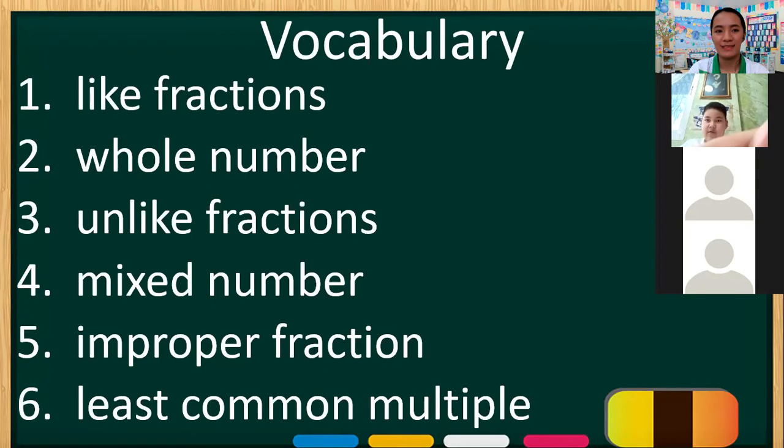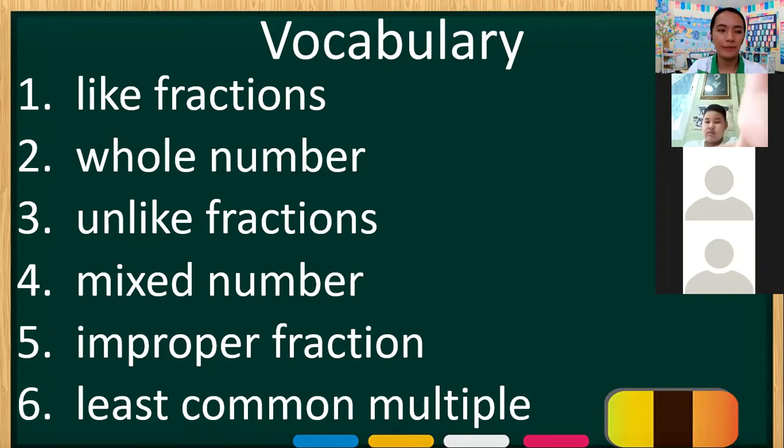Like fraction, whole number, unlike fraction, improper fraction, least common multiple. Okay, can you read number 4? Mixed number. Number 2, whole number. Very good. Thank you, Gao. Next will be Look Back. Like fraction, whole number, unlike fraction, mixed number, improper fraction, least common multiple. Very good. Thank you for that.